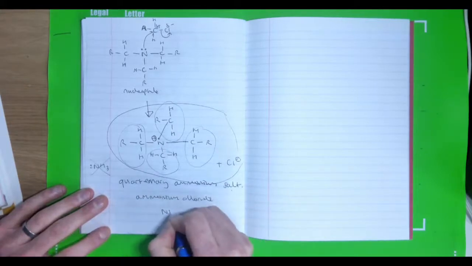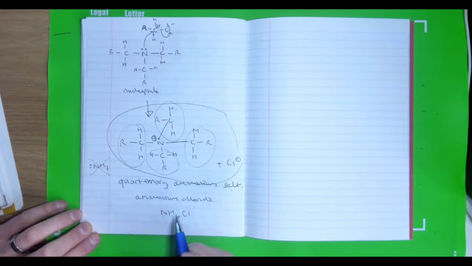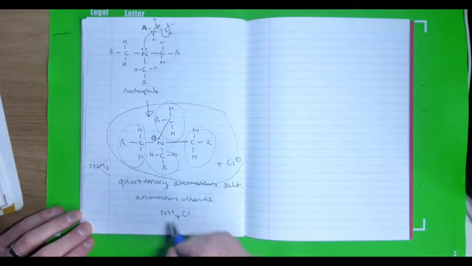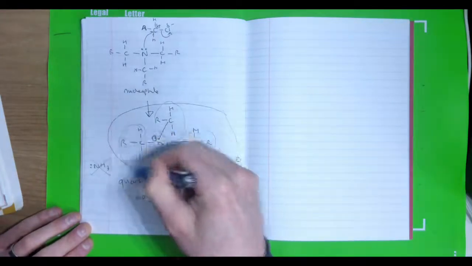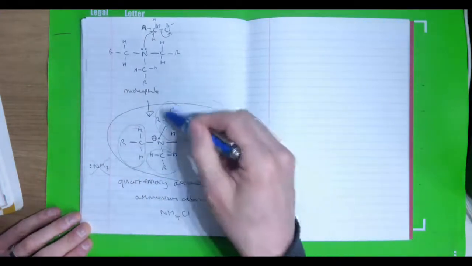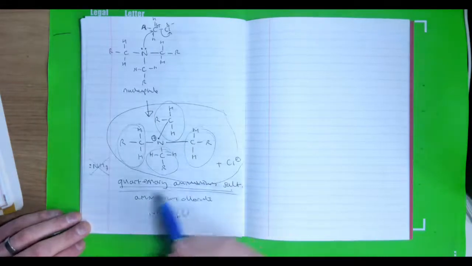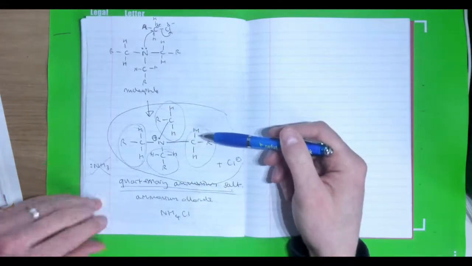Now ammonium chloride is just NH4Cl. The quaternary ammonium salt has exactly the same structure as ammonium chloride, apart from instead of these 4 hydrogen atoms, you've got these 4 R groups on there as well. So we've made a quaternary ammonium salt, and at that particular point, the reaction will stop.